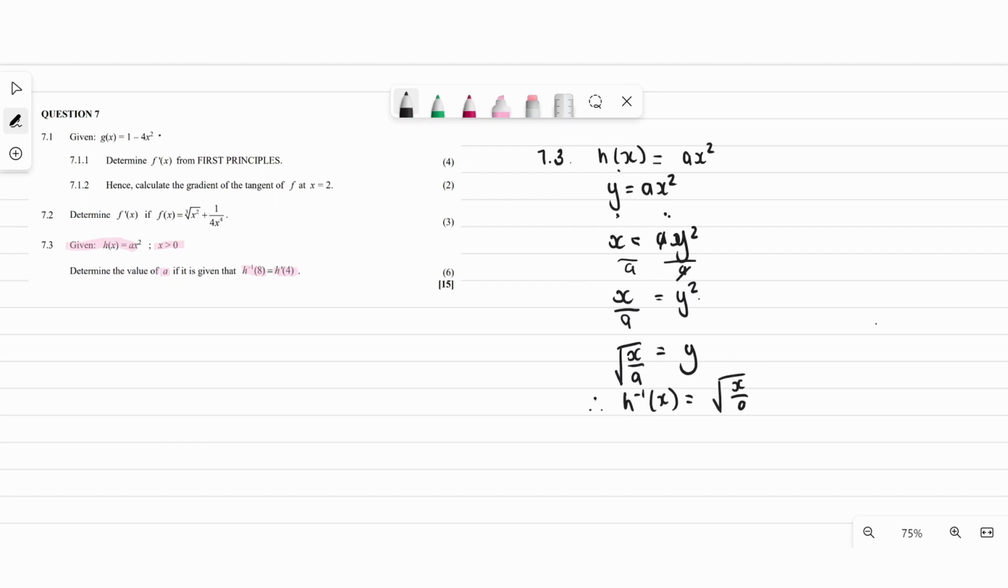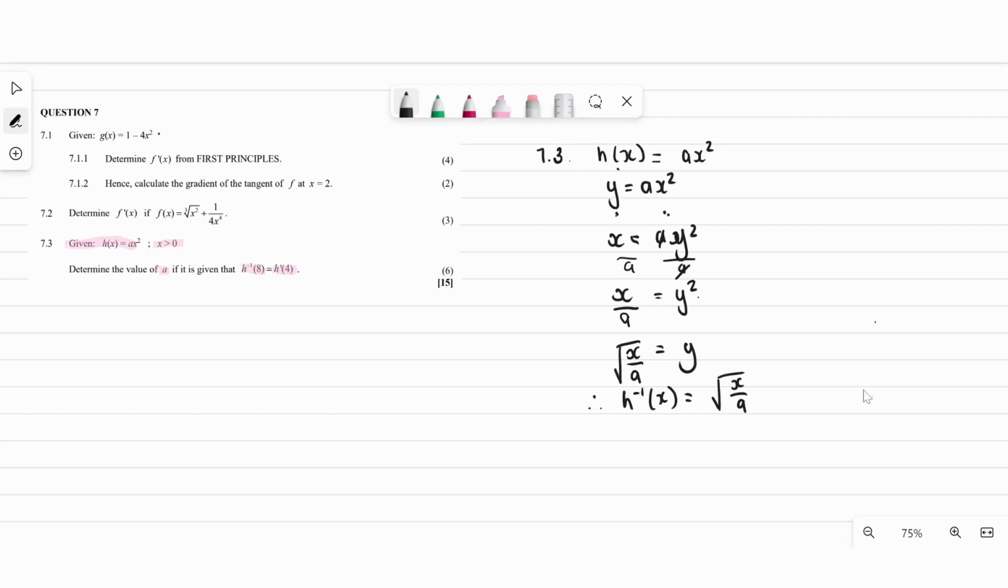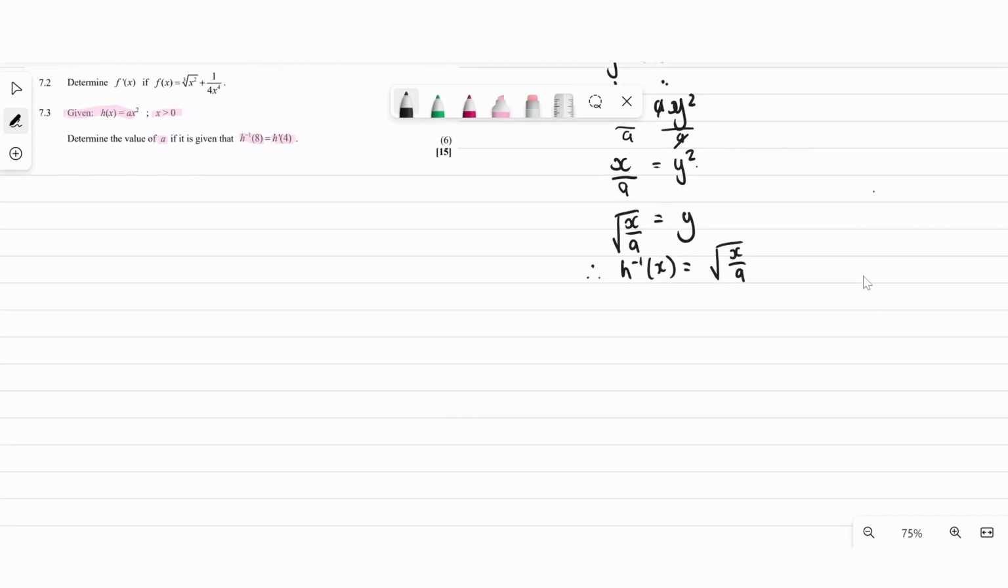x divided by a. So we found the inverse. But one important piece of information they told us is h inverse when you substitute 8, right? So let's do that. Let's substitute 8. So wherever we see x, we're going to put 8. So we're done with this first part, right? So we're done with this one.